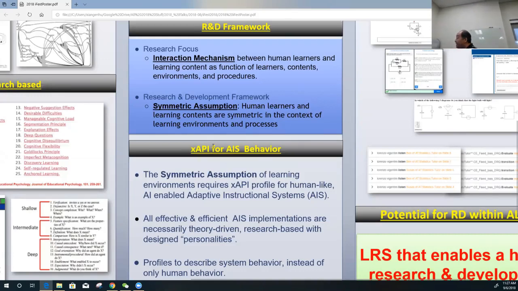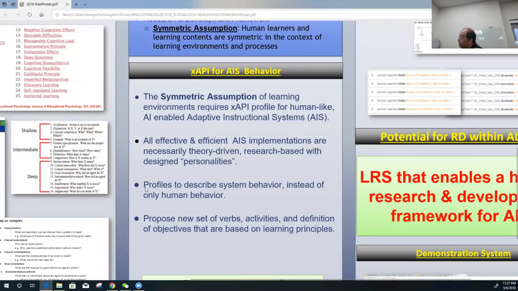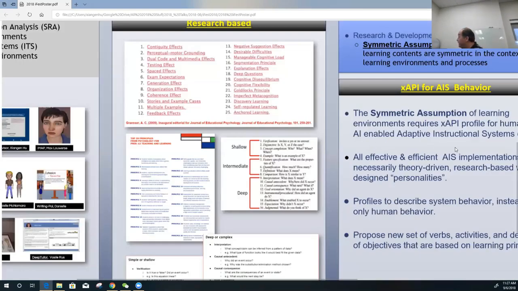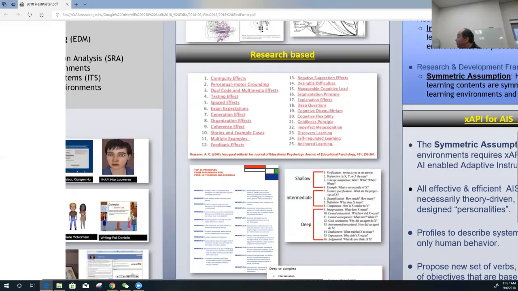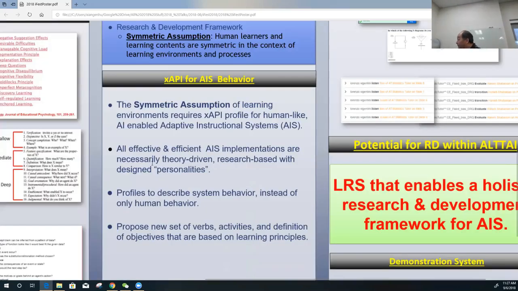Okay. So now if we go back over here, every single one of the applications over here is almost the same. It's all efficient, effective AIS, adaptive instructional system implementation. They are necessarily theory-driven and research-based with designed personalities. In other words, every single tutor that we produce, we are doing it very carefully. We implement one principle or a combination of very efficient principles together, so they have a designed personality.